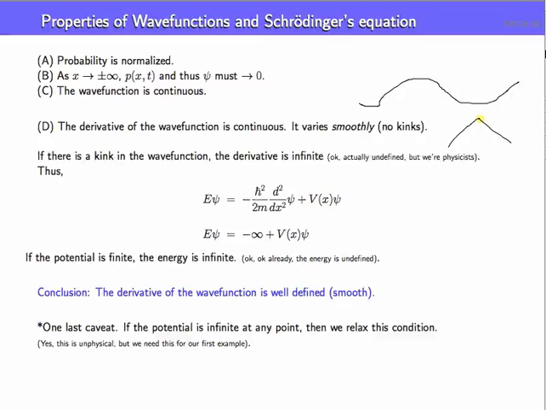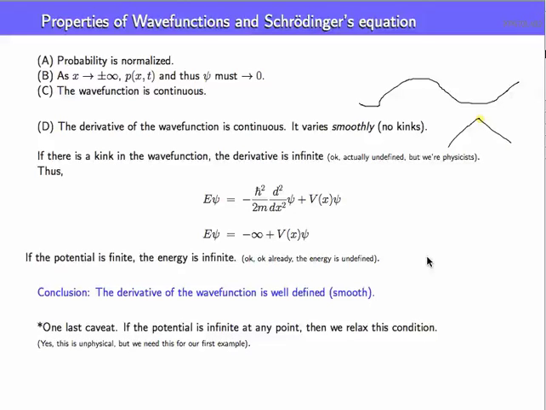And when we look at the Schrödinger equation, notice that this second derivative here is going to be infinite. We'll say infinite, or undefined if you like, but for the moment we'll just say it's infinite. That means that we have E equal to minus infinity plus some finite term V times psi, which says that the energy is infinite. Again, we could just say the energy is undefined if you like. So the conclusion is that the derivative of the wave function is smooth, and actually it's infinitely differentiable, which means it's really smooth. We'll take that.